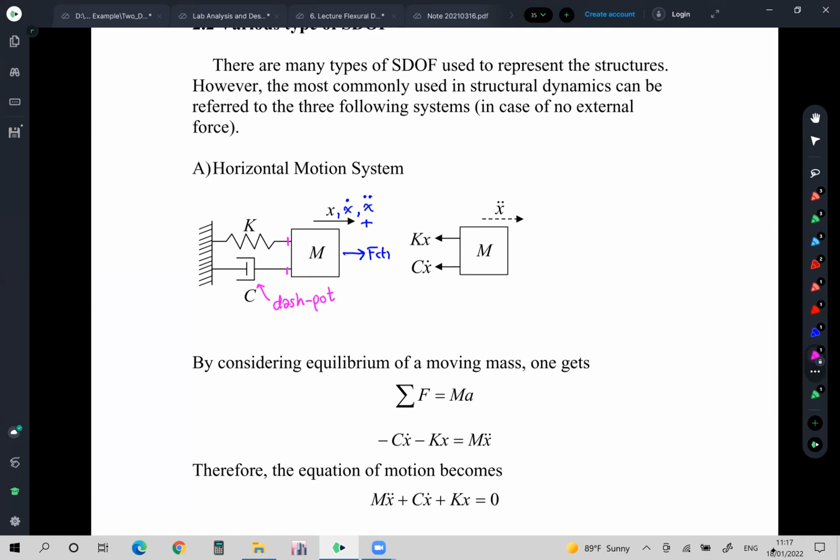If I cut the spring and the dashpot, what I have to do, I would get something like this, right? The kx, the force. The direction is, if your x is moved to the right-hand side, then the kx, the spring tries to bring the mass back to the zero position.